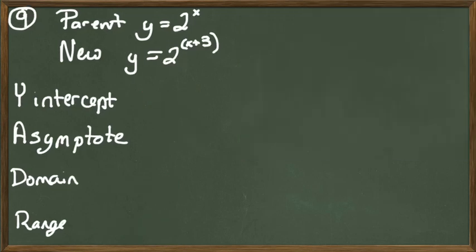I want y'all to do this one on your own. You should have found that the y-intercept was (0, 8). The asymptote was y equals 0. Domain is negative infinity to positive infinity. And range starts at 0 and goes to positive infinity.